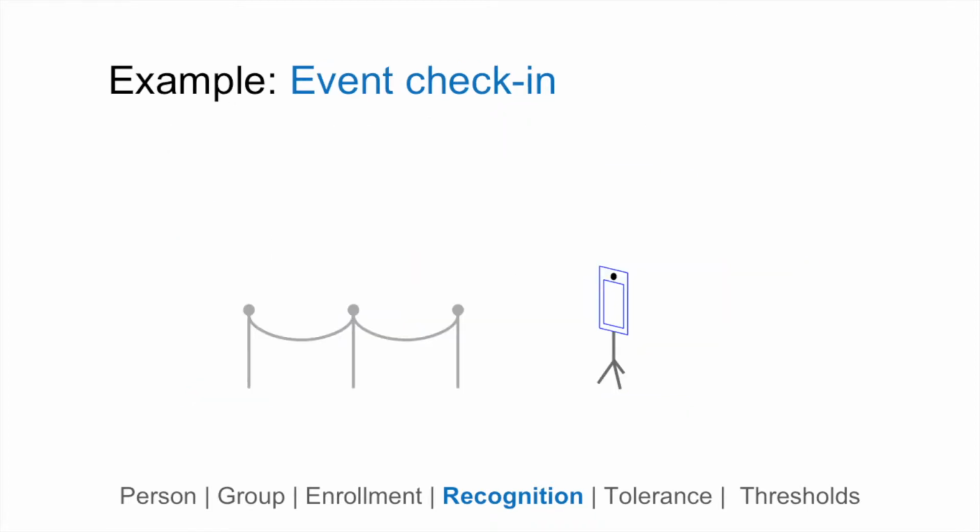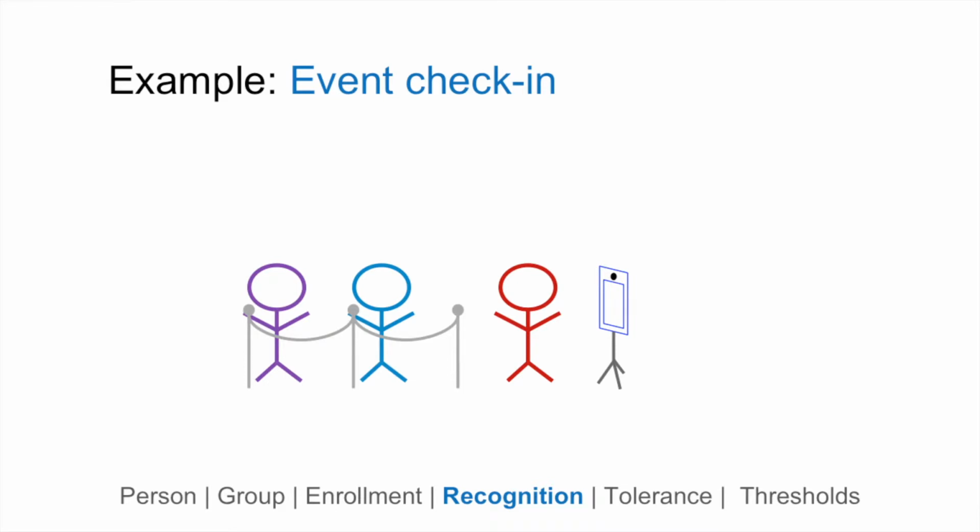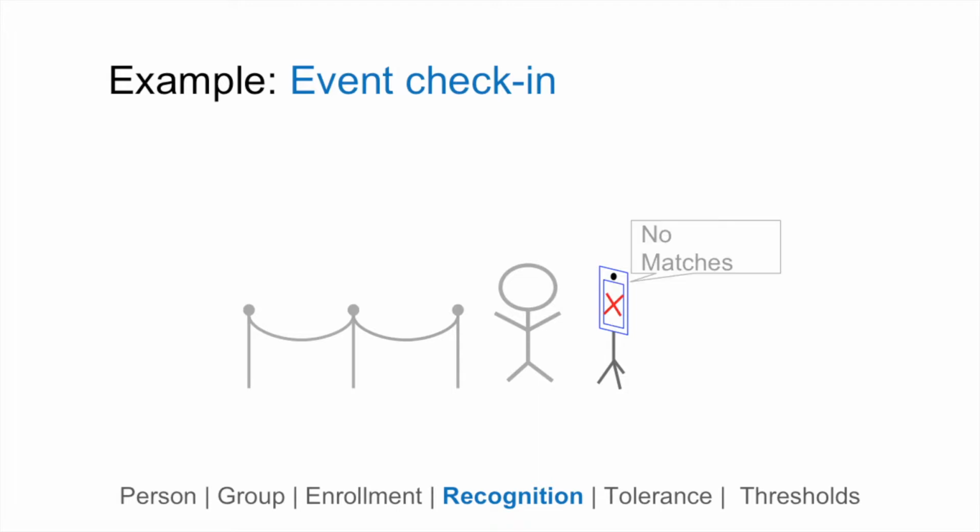For example, let's say that a guest shows up at the check-in booth for your event, and you capture a picture of their face. By using our identification function, you will be able to determine the identity of this person within the blink of an eye. If someone who is not registered shows up at the check-in booth, the identification call will not return any matches.